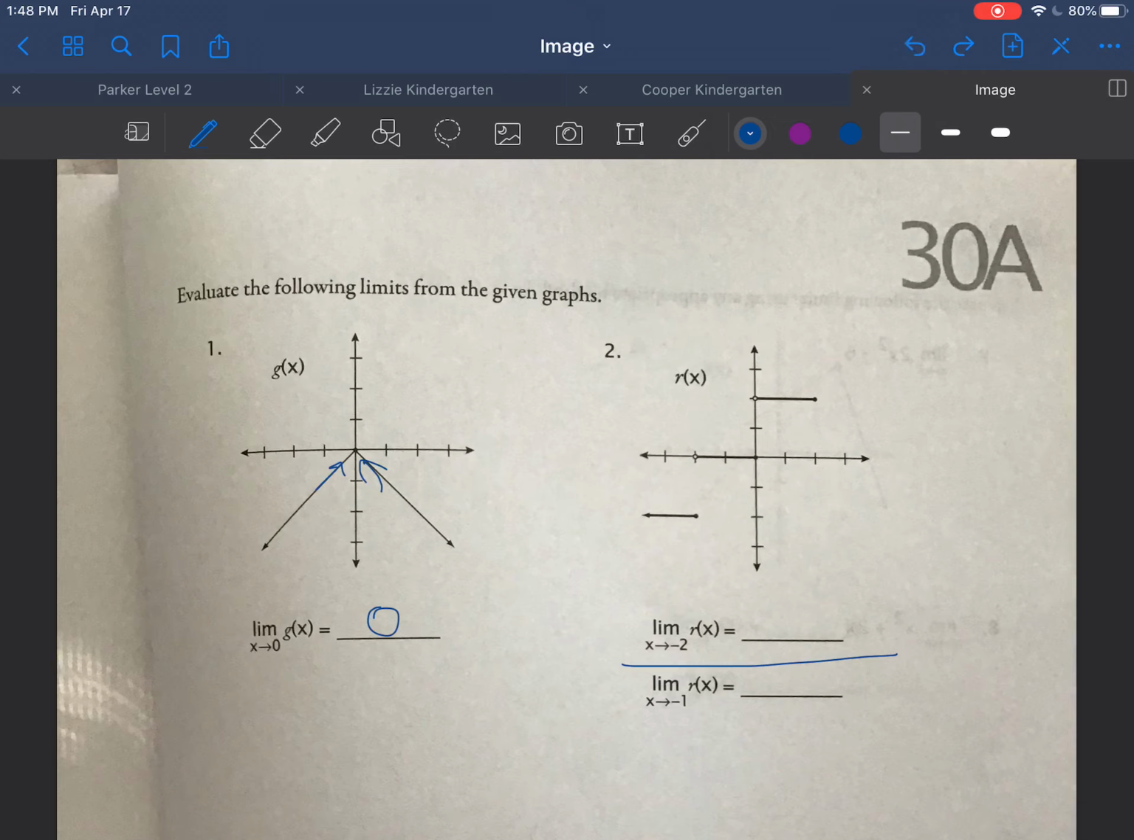We want to see what y value we approach as we follow our path towards negative 2. If we start in the negatives and we're headed towards our negative 2 x value, we come this way. As we approach right here at negative 2, from the left to the right, my y value is negative 2. So as we approach from the negative, my y value is negative 2.